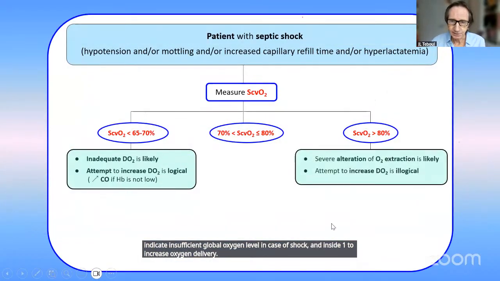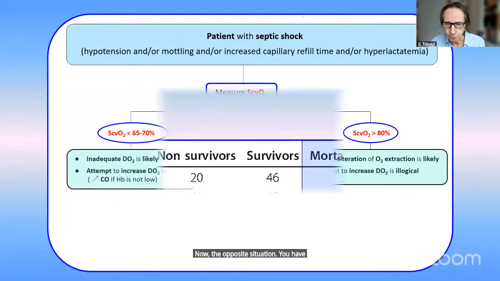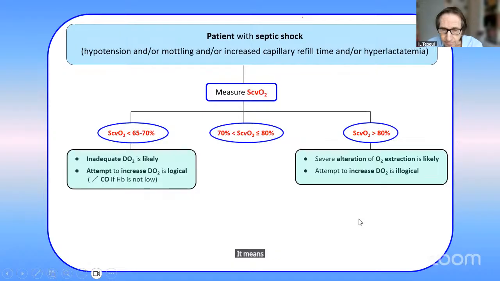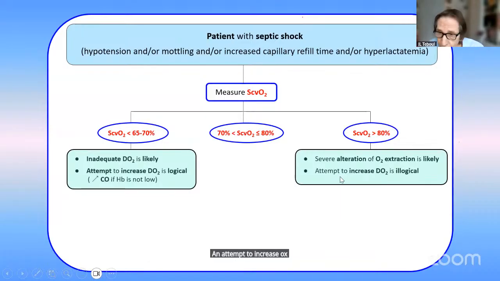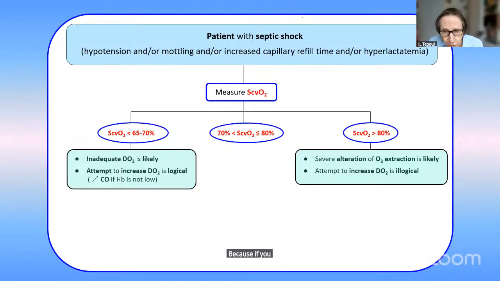Now, the opposite situation. You have high ScvO2 above 80%. It means, in case of shock, that there is a severe alteration of oxygen extraction. An attempt to increase oxygen delivery is illogical for the reason I told you before, because if you have alteration of oxygen extraction, even if you increase blood flow, the flow will increase in the arteriovenous shunts, but not to the tissues.